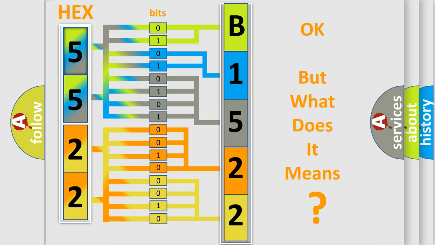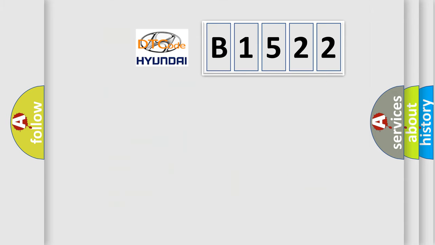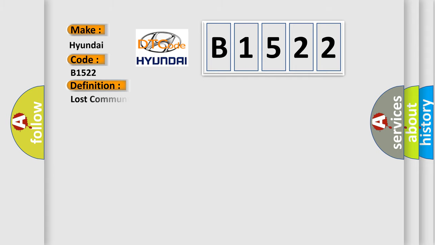The number itself does not make sense to us if we cannot assign information about what it actually expresses. So, what does the Diagnostic Trouble Code B1522 interpret specifically for Hyundai car manufacturers? The basic definition is lost communication with lateral acceleration sensor module.